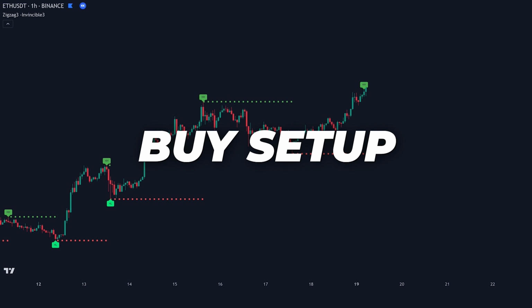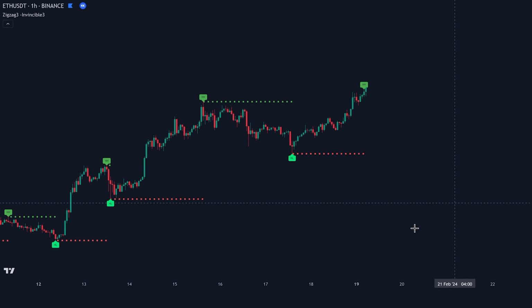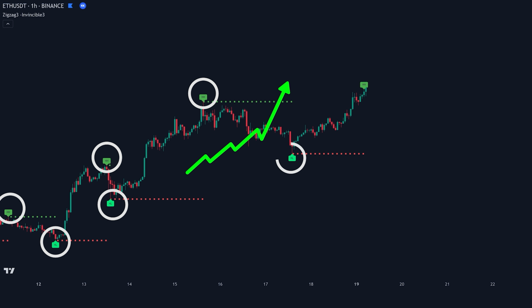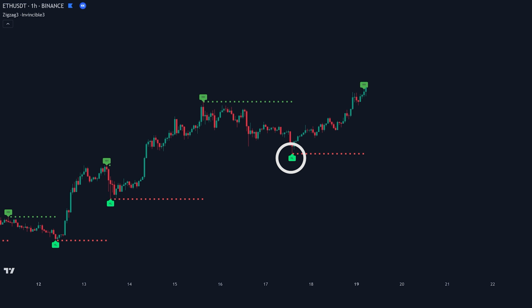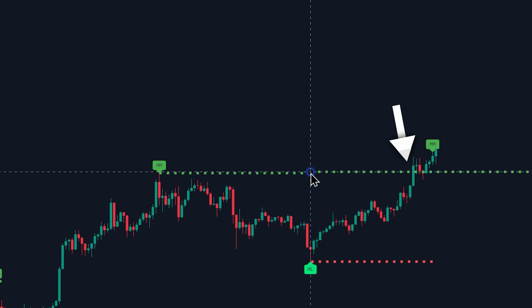Let's look at this buy trade setup on the Ethereum chart. First, we notice that the price is forming higher highs and higher lows, indicating that the market is in an uptrend. The zigzag indicator automatically identifies these points, making it easy to confirm the bullish trend. Next, the price breaks above a key resistance level marked by the green dotted line. The price then retests the green line and continues upward. This breakout and retest of the green line shows strong buying pressure, suggesting that the price is likely to continue moving upward. Here's where we plan the trade.